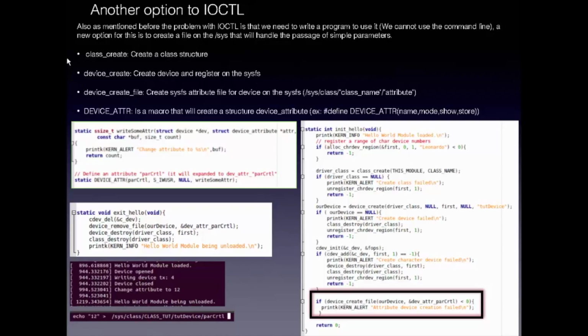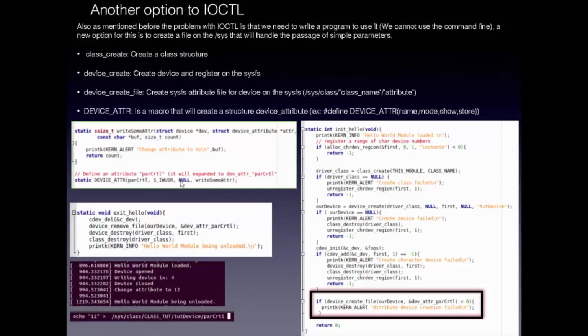So to use this, you call class_create, as we did before, device_create, and the most important, device_create_file. This will be the function that actually is going to create an attribute. So let's just check here how you create an attribute. You just call this macro here, DEVICE_ATTR. You place a name. Here it is going to create a file called par.ctrl. Here you define how your file can be accessed. Here I'm just saying that it is going to be written.